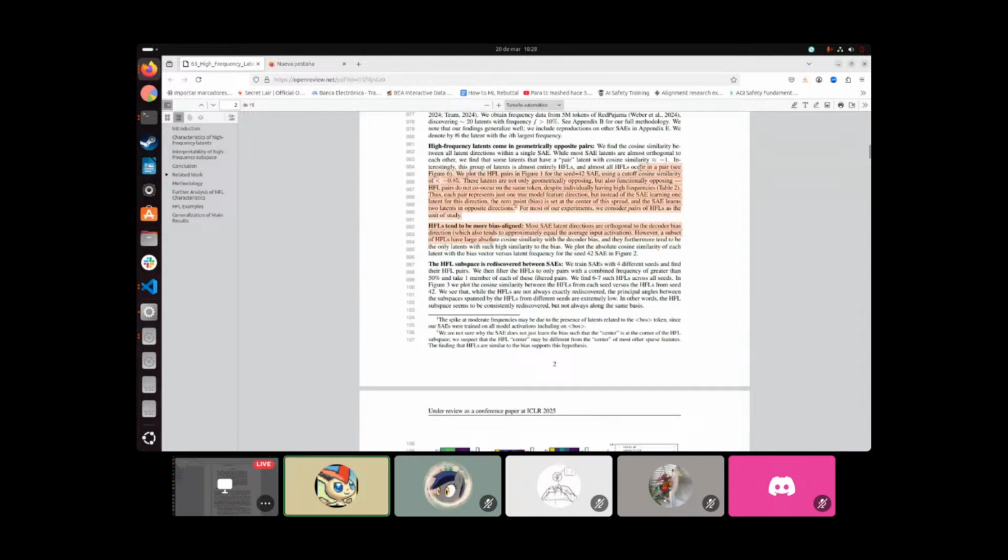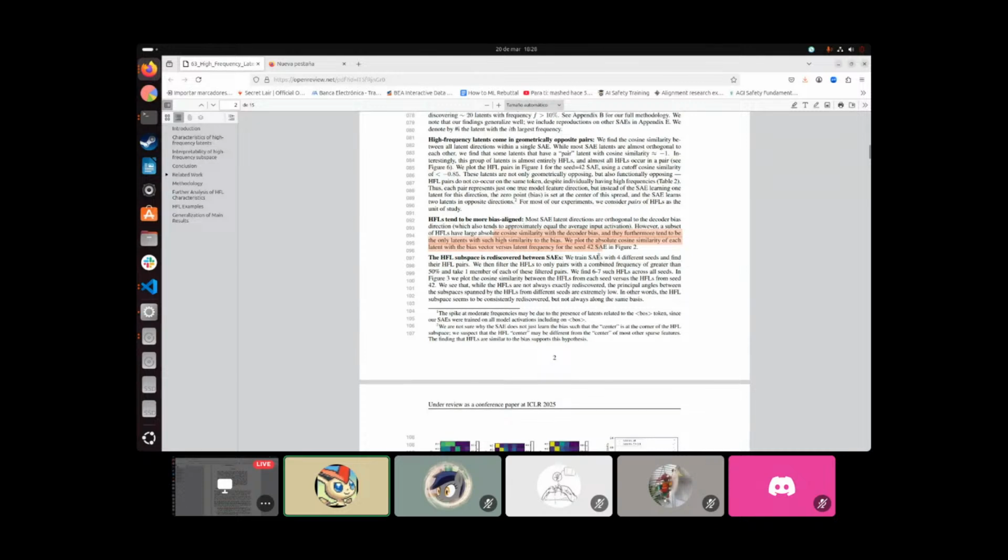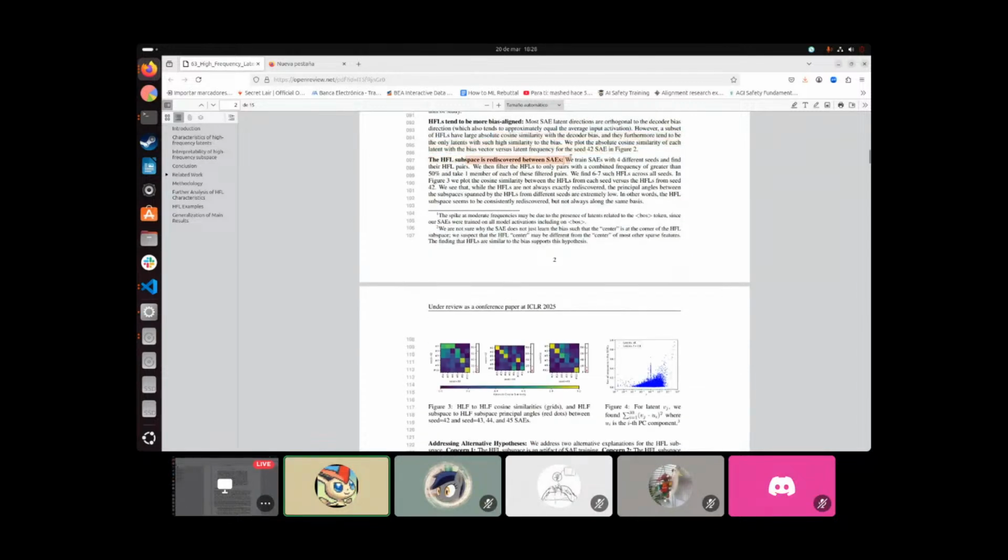Okay. But there are some latents that are doing something related to the bias, basically. They say the high frequency latent subspace is rediscovered between sparse encoders. Okay, so there is some subspace that contains a lot of the high frequency latents, and the sparse encoder sometimes finds it. There are some sparse encoder latents that have directions on that subspace, but they don't always.